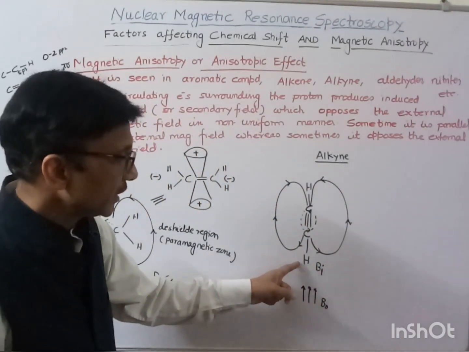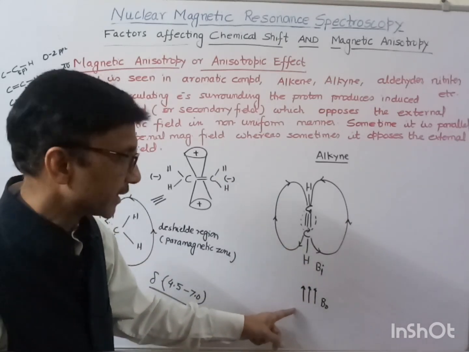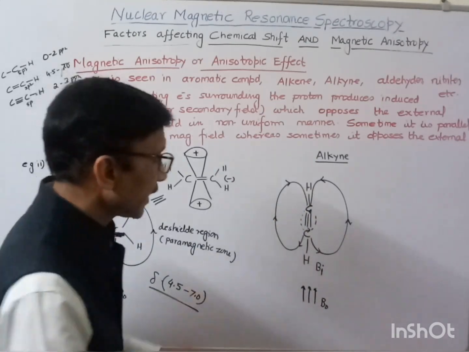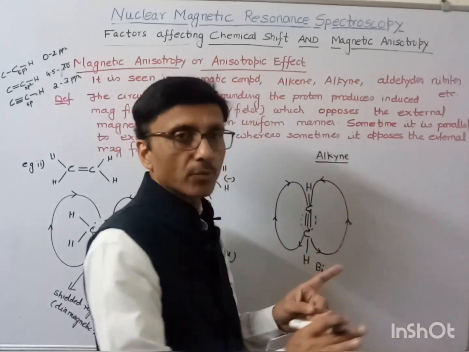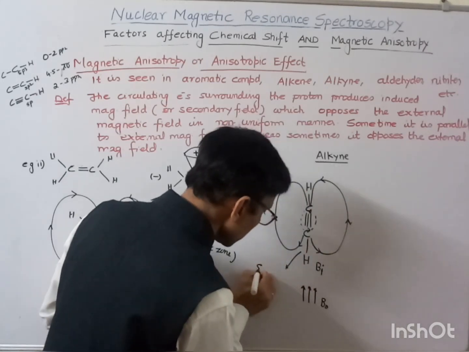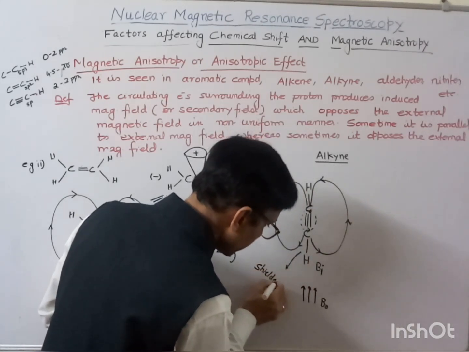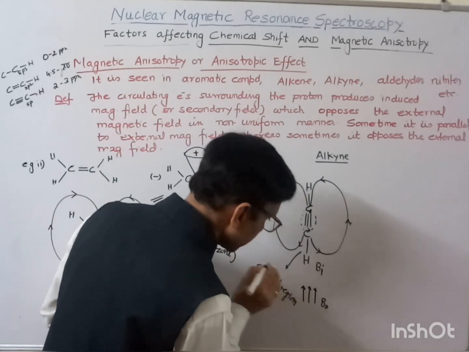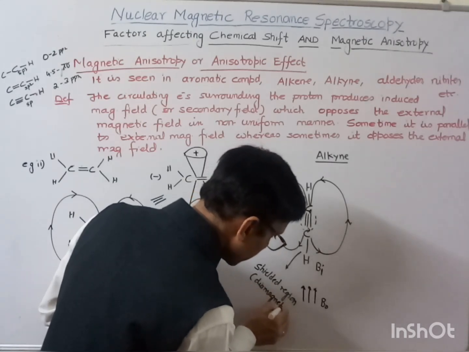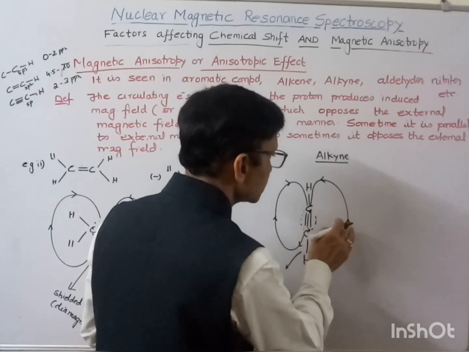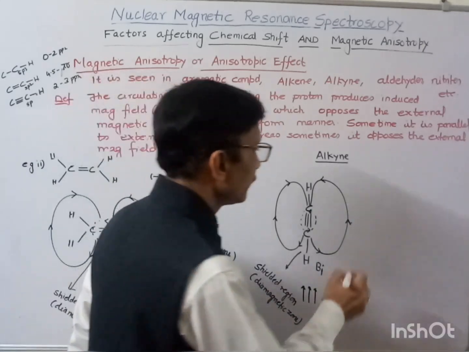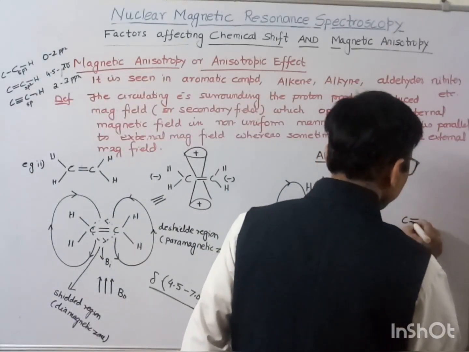Now what you can see here is that this Bi is opposing the external magnetic field, so that's why the protons present over here are quite shielded. In this region no protons are present, so this is the de-shielded region, and this is the shielded region where these protons are present, or we can say this is the diamagnetic zone. Here the de-shielded region, where no protons are present, is called the paramagnetic zone. If you want to show it in terms of this cone, then we may show it like this.